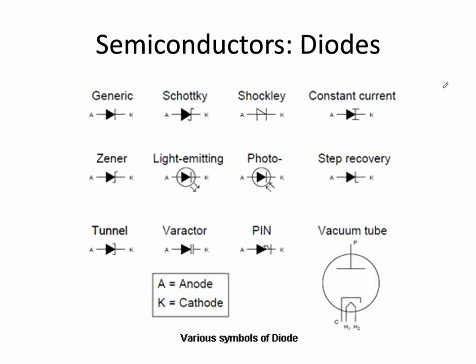There's a bunch of different types of diodes. I don't expect you to know all of them. There's a generic diode, one we talked about before. There's something called a Schottky diode, a Shockley diode, a constant current diode, a Zener diode, a light-emitting diode, that one we've talked about already. A photodiode, which accepts photons to get it going, a step-recovery diode, a tunnel diode, a varactor diode, a PIN diode, and the old-fashioned vacuum tube. All of these are valid. The only two you're going to see in this unit are generic diodes and light-emitting diodes. If you want to talk about the other ones, I will later.